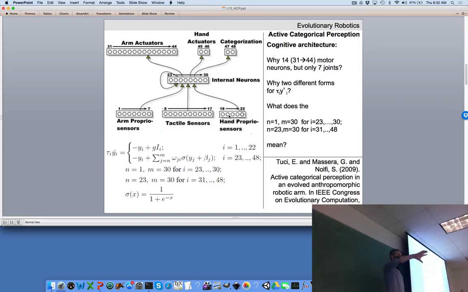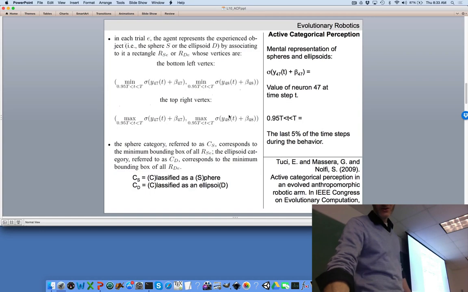So at every time step that the robot is moving or interacting with an object, we're looking at the values of neurons 47 and 48, and as I drew for you on the board last time, we're plotting the two values of 47 and 48 as they change over time, and as they do, that draws a trajectory in this phase diagram. So the robot is manipulating the sphere or the ellipsoid, 47 and 48 is changing. How do we enable the robot to distinguish between spheres and ellipsoids?